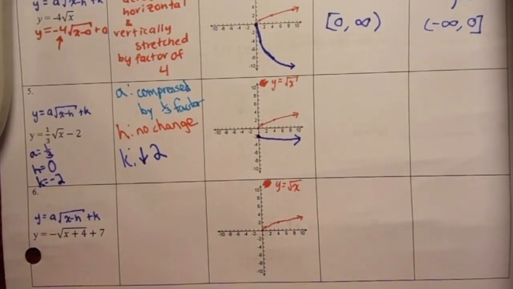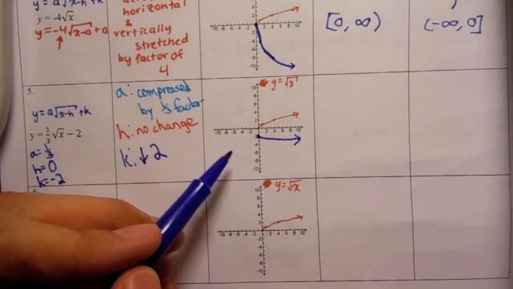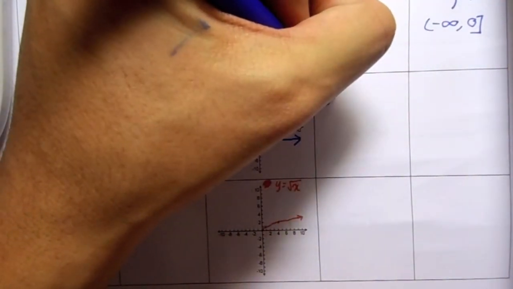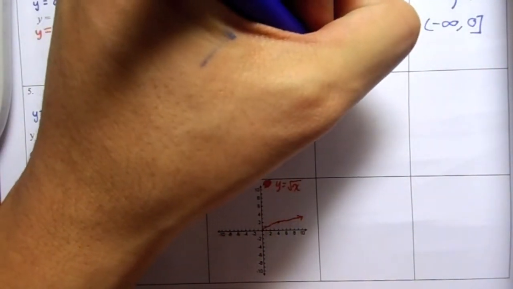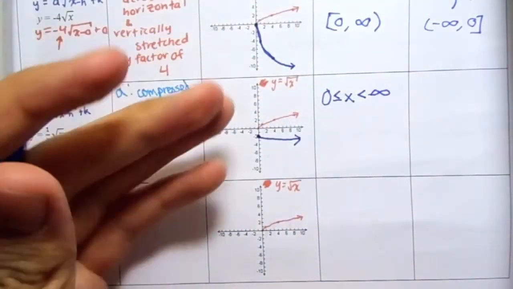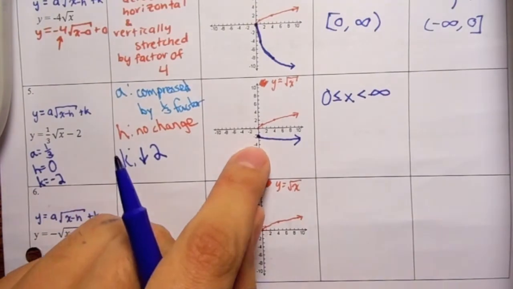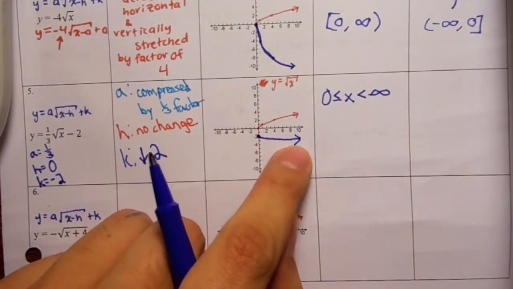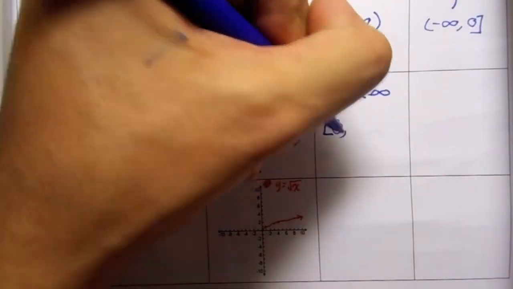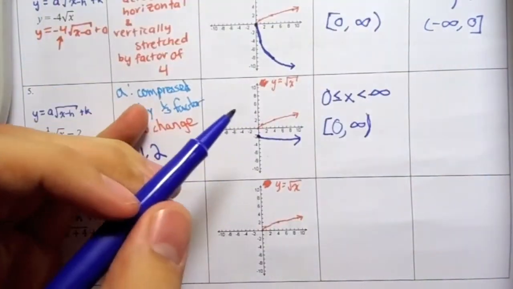Onto our domain and range. Because there's no real change in h, the domain is going to be pretty much the same. So it'll be 0 less than or equal to x less than positive infinity. Because left to right, the leftmost x value is 0 and it extends for, well, forever. Interval form will look the same as our parent function.